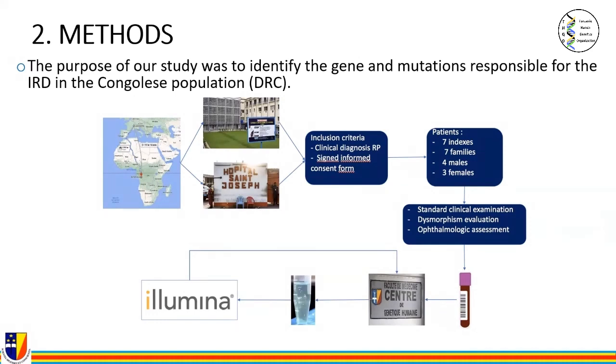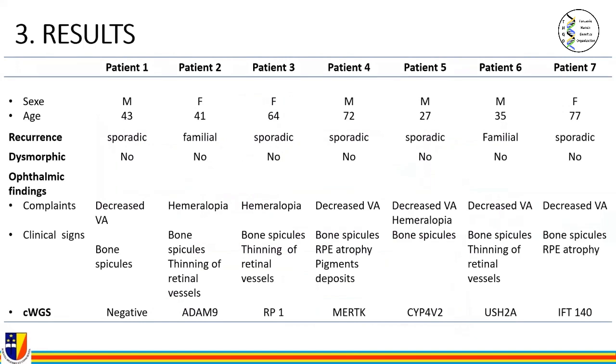Our series included 4 men and 3 women. The age of our patients ranged between 27 to 77 years old. We have 2 familial cases and no dysmorphic cases.